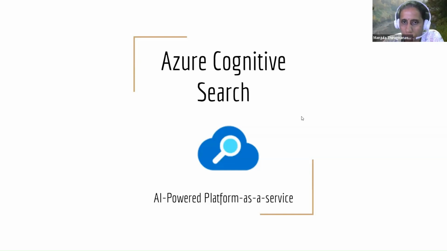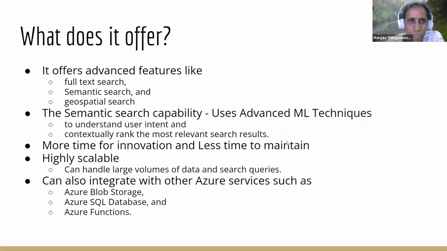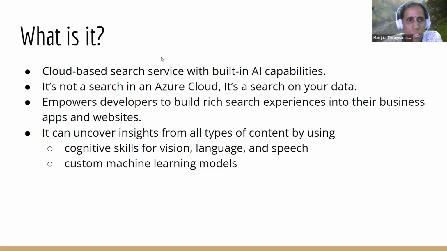If you see, organizations of all sizes, every organization has lots of data, and keyword searches through these data become difficult when it is unstructured. So this is where Azure Cognitive Search comes in. It is an AI-powered platform as a service. So what is it? It is the only cloud-based search service with built-in AI capabilities.